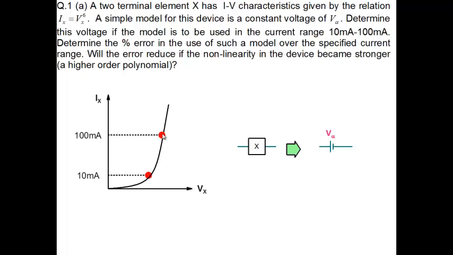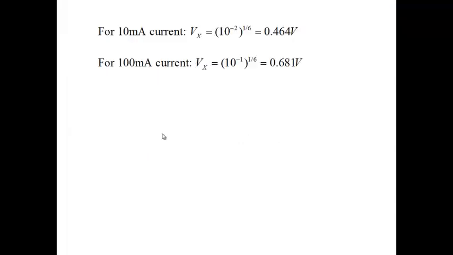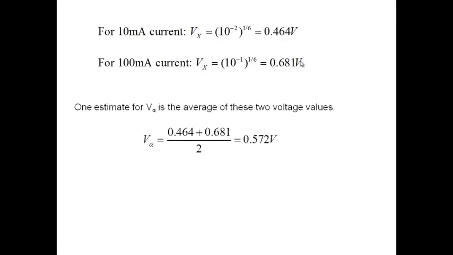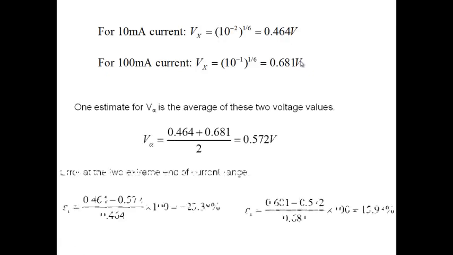Okay, so let's see what he did. So this is what I did also as a very simple solution. So what we are saying is we are approximating it by a vertical line. That's what a constant voltage source means. So for 10 milliampere current, the Vx turns out to be 0.46. And for 100 milliamperes, it comes out to be 0.681. And the average value is 0.572. That's one way of approximating it.